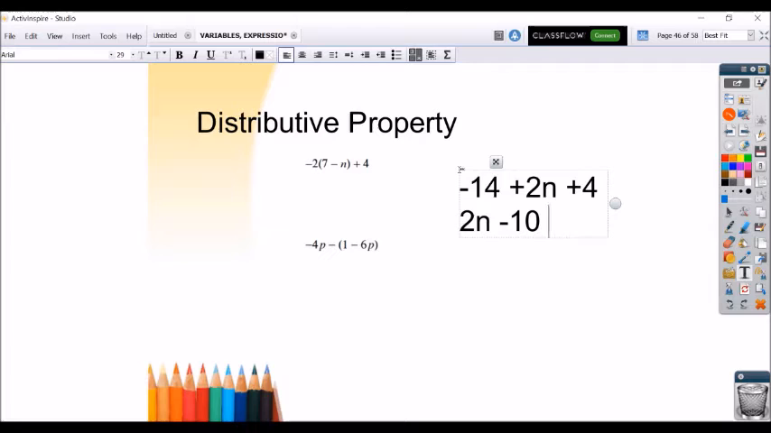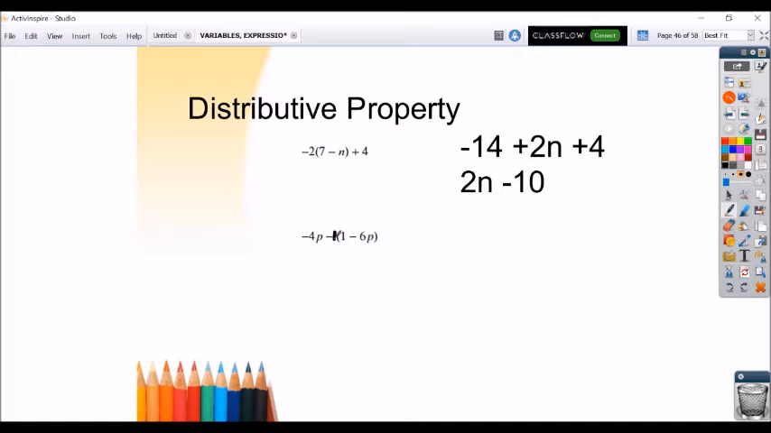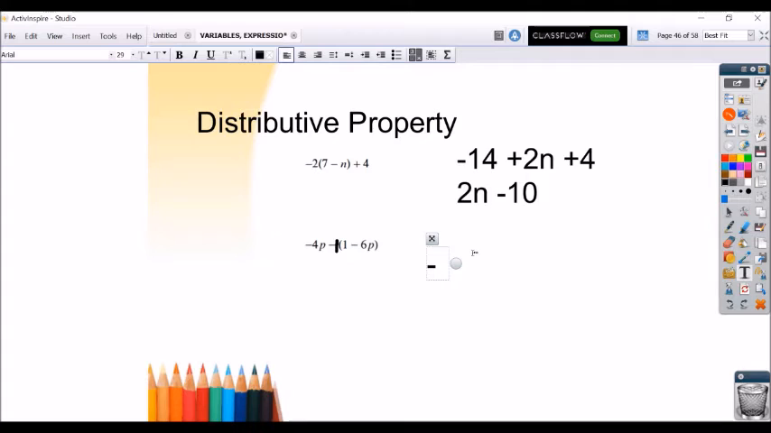And again, there's going to be a neat little video that explains this on that same cool website. So here, this one looks kind of difficult. I have a -4p, and then I have a subtraction sign, it looks like, 1 minus 6p. Well, again, there is an invisible 1 hanging out with the subtraction sign. So what I'm actually distributing is I'm multiplying -1 times 1 and -1 again times -6p. So right now it's going to say -4p.